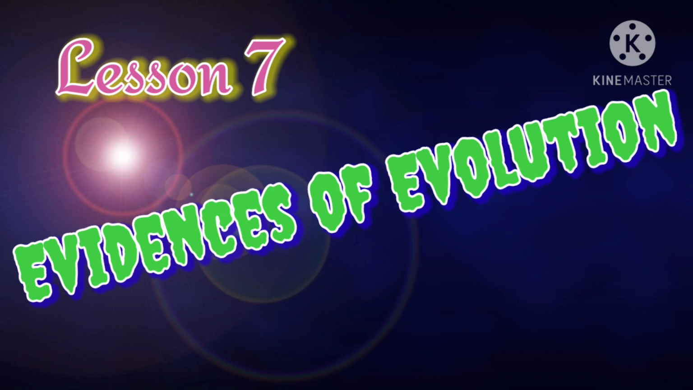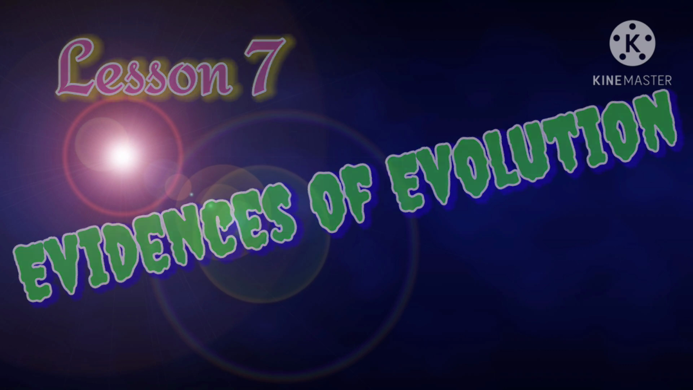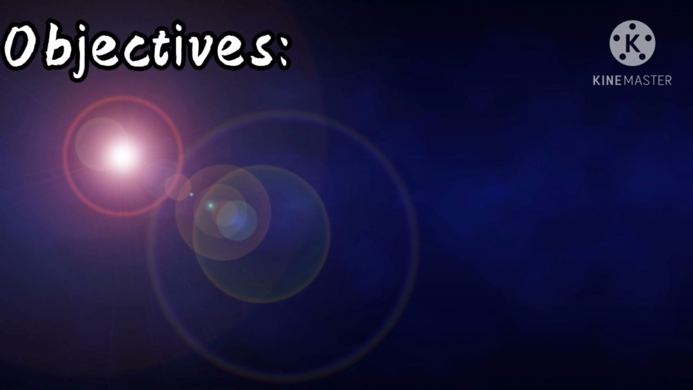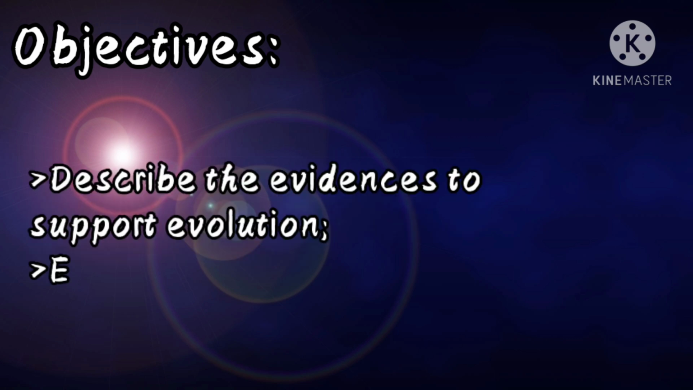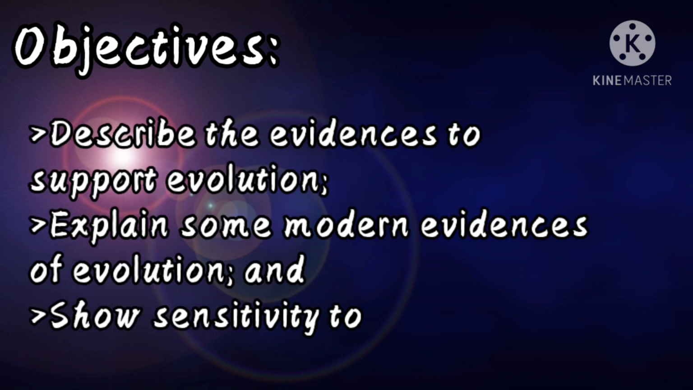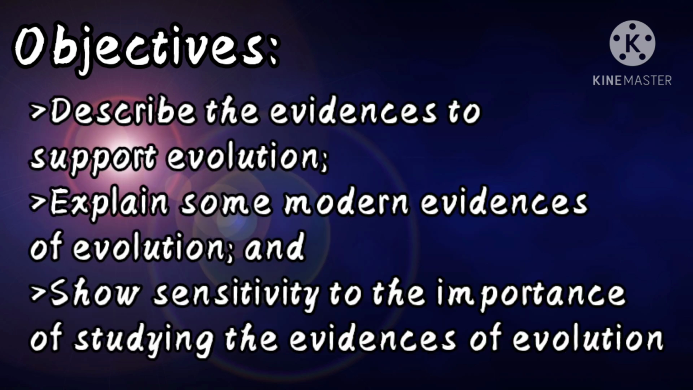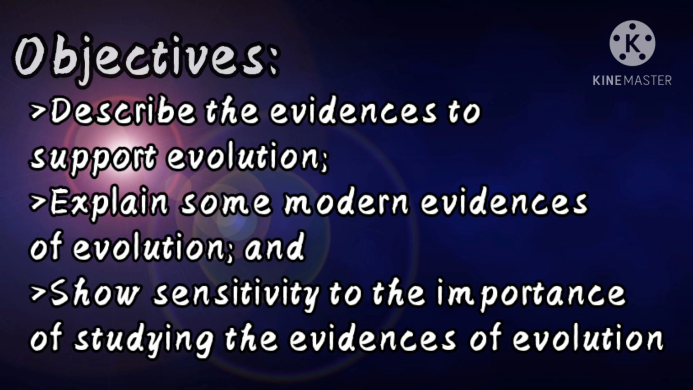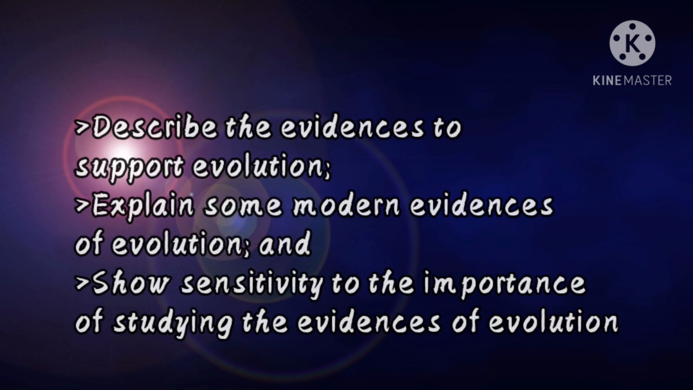Now, let us discuss lesson number 7, Evidences of Evolution. For our objectives, we have: describe the evidences to support evolution, explain some modern evidences of evolution, and show sensitivity to the importance of studying the evidence of evolution.